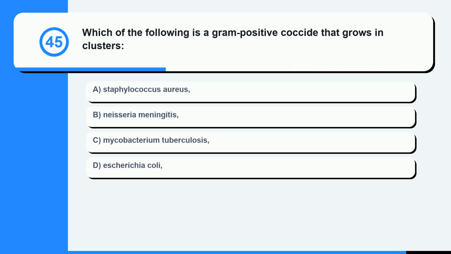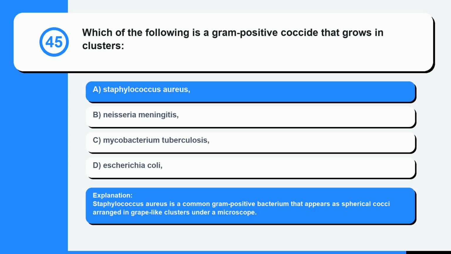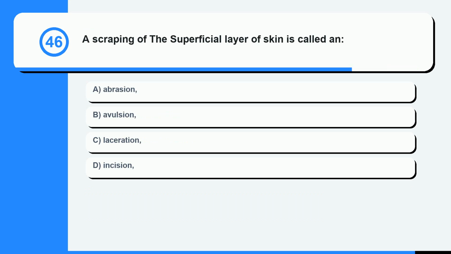Question 43. Applying an elastic or ACE wrap to a sprained ankle is an example of A. Bandaging. B. Applying a dressing. C. Splinting. Or D. Casting. The correct answer is A. Bandaging. Bandaging involves applying a material, like an elastic wrap, to support a joint, provide pressure, or hold a dressing in place.